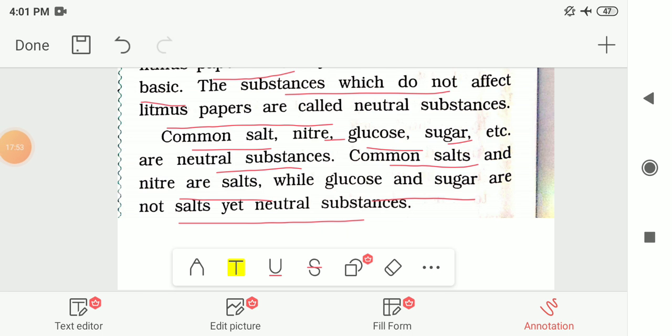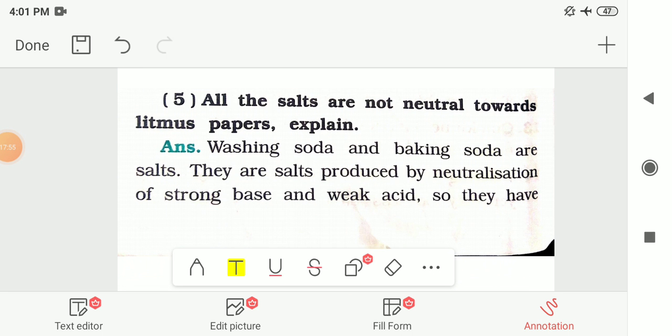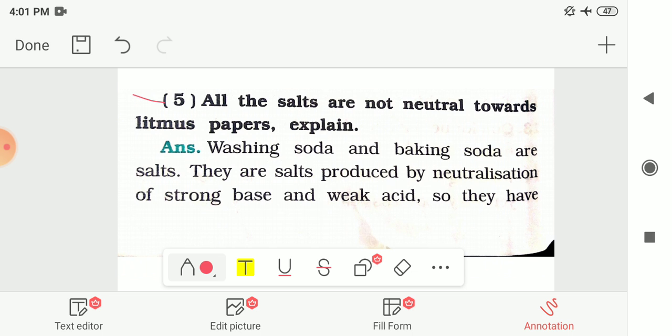Next is fifth number. All these salts are not neutral towards litmus papers. Why? In the true false also we had seen that all the salts are not neutral. Some of the salts also show the effect on the litmus paper. So here we have to explain. The washing soda and the baking soda are salts. As we know, these two are salts. They are salts produced by neutralization of strong base and weak acid. So they have basic properties.